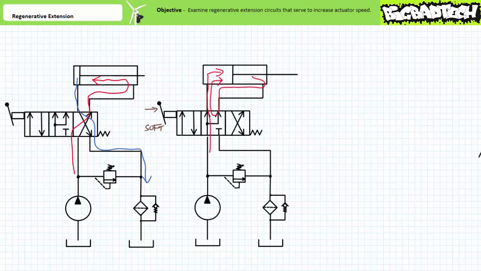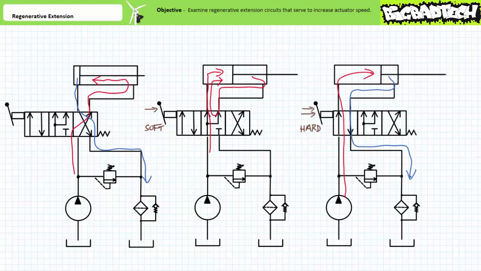When an operator moves the lever to the soft stop, the valve moves into the center regen position and the cylinder extends rapidly, yet weakly in regenerative extension mode. Finally, when an operator pushes the manual lever past the soft stop into the hard stop region, the valve moves into the far left straight through position and the cylinder extends slowly, yet strongly in normal extension mode. When an operator releases the manual lever, the cylinder fully retracts.